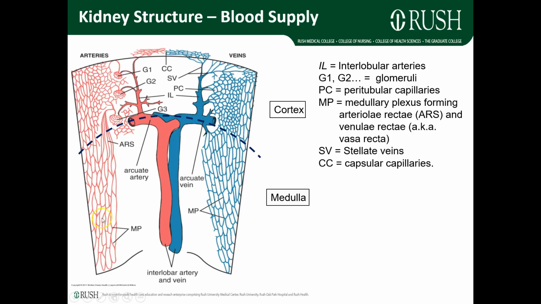So all this complexity of blood vessels then brings the blood back into these interlobular veins, for example, and then into the arcuate vein, and then out towards the hilus and out of the kidney. So that's a simple way of looking at how the blood flows in and out of the kidney itself.